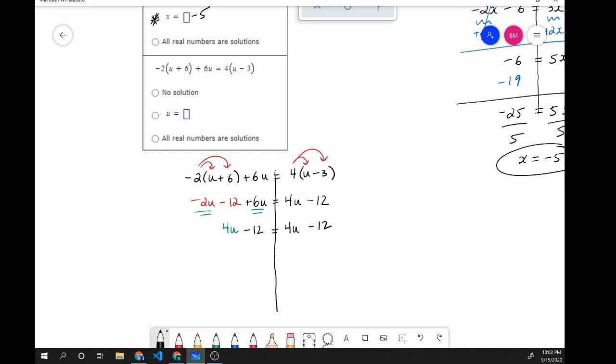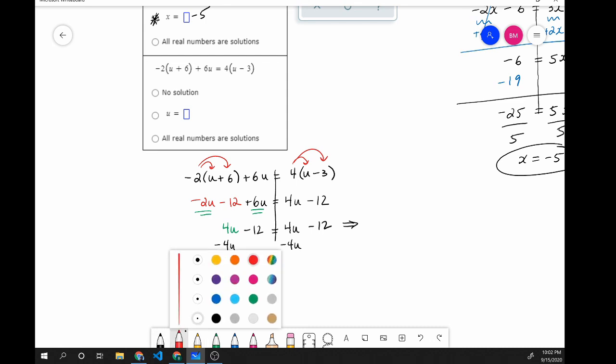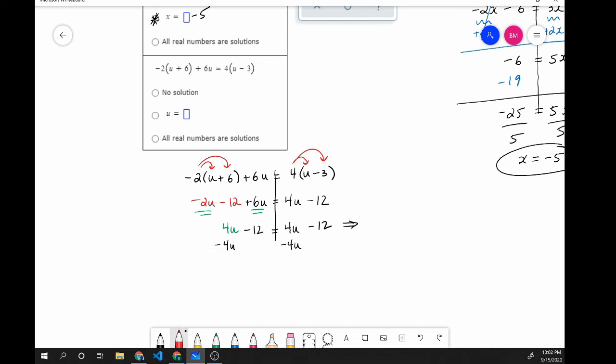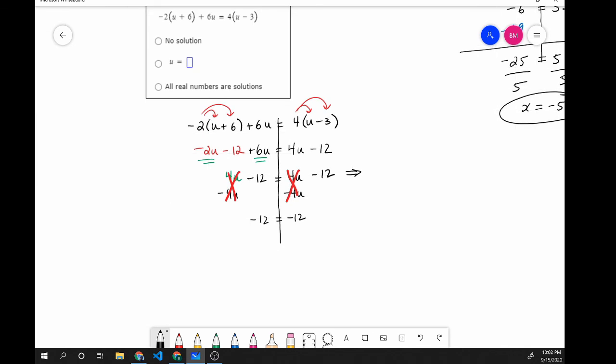And now, if at any point during the problem, it's the same exact thing on both sides, you're done. I will go further, but you can get an answer from here. So we'll go back to this. I'll show you how we can get an answer directly from here. If I were to go ahead and subtract 4u minus 4u, both sides actually cancel out. So I have a negative 12 equals negative 12. And you can go a step further and add 12 to both sides, and both of those will cancel out.